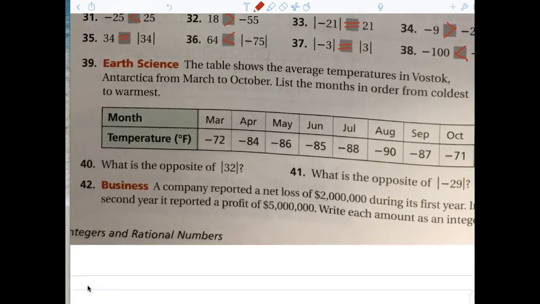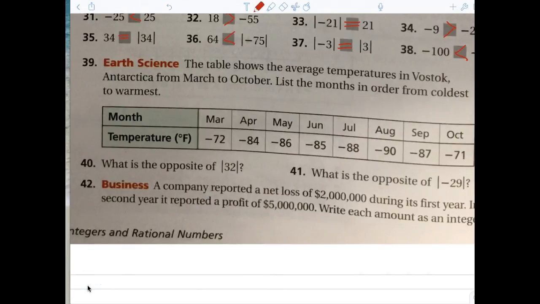It says the table shows the average temperature. List the months in order from coldest to warmest. So what do you think is the coldest? Why is that? When you're cold, is the temperature... Oh wait, no. It's -90. Yes, right. When you're cold, the temperature is low. Go ahead. So listen to me. He said -90. Then what?